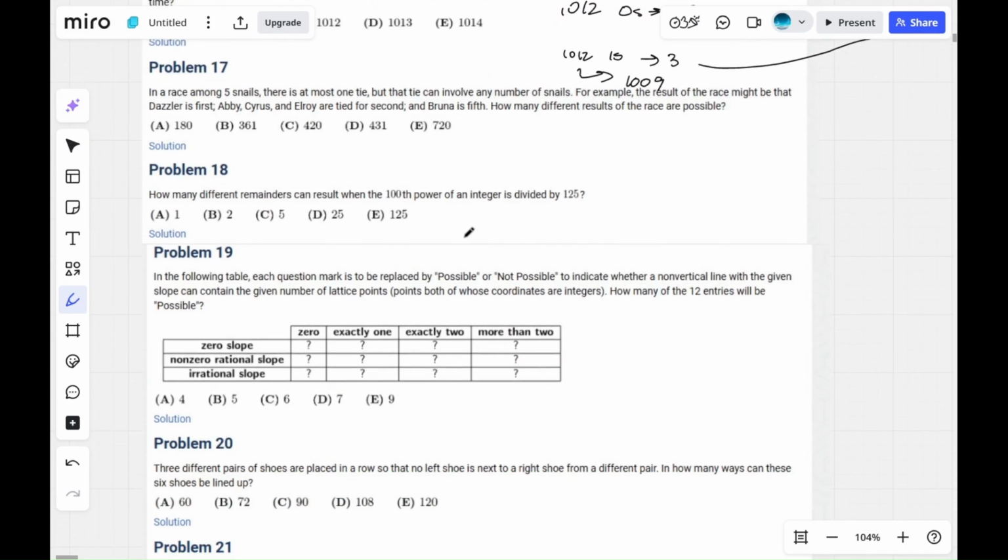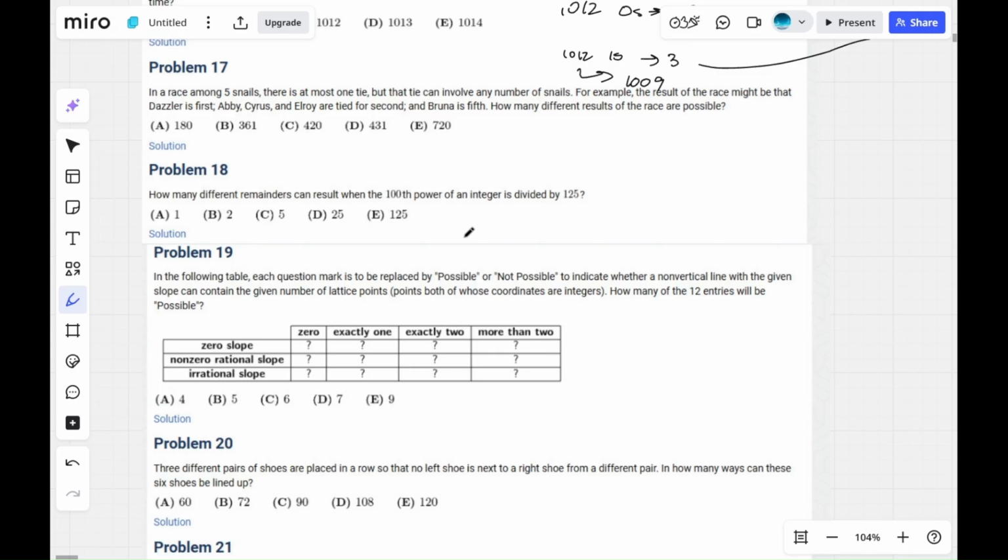Next question. Problem 17. In a race among 5 snails, there is at most 1 tie, but that tie can involve any number of snails. For example, the result of the race might be that Dazzler is first, Abby, Cyrus, and Elroy are tied for second, and Bruna is fifth. How many different results of the race are possible?